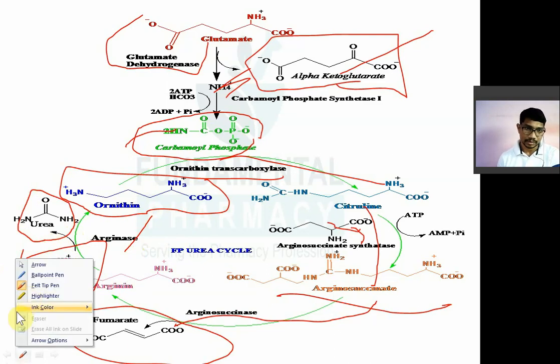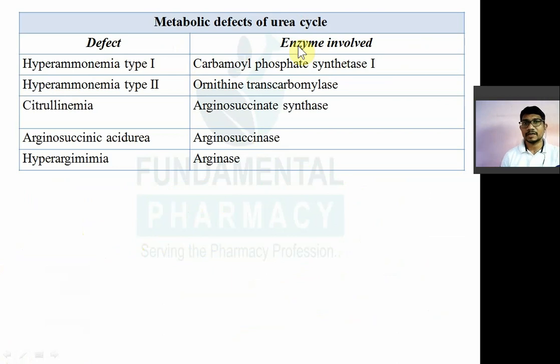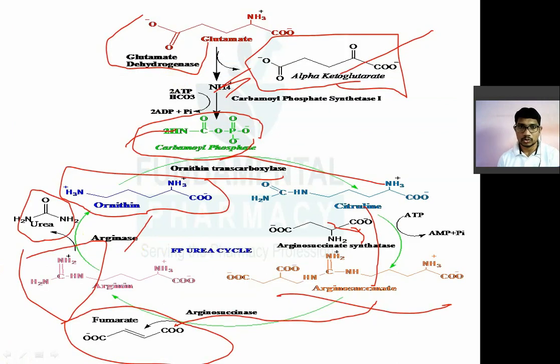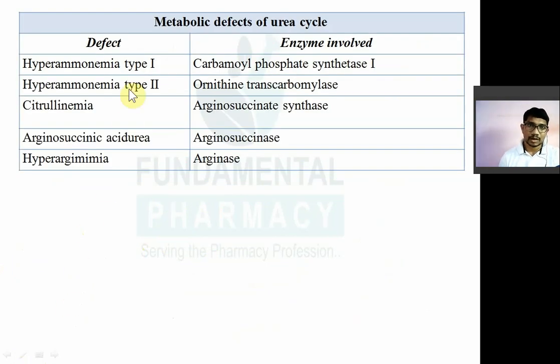Urea cycle. Next one is a very important one: metabolic defects of urea cycle. If there is any metabolic defect in the urea cycle, what kind of disease will you have? That is hyperammonemia type 1, due to the defect in carbamoyl phosphate synthase 1. Whatever the first enzyme is, it converts ammonia into carbamoyl phosphate. If there is a deficiency of that enzyme, you will get hyperammonemia type 1. Ammonemia means ammonia will increase in your body, due to a defect in the enzyme carbamoyl phosphate synthase 1.